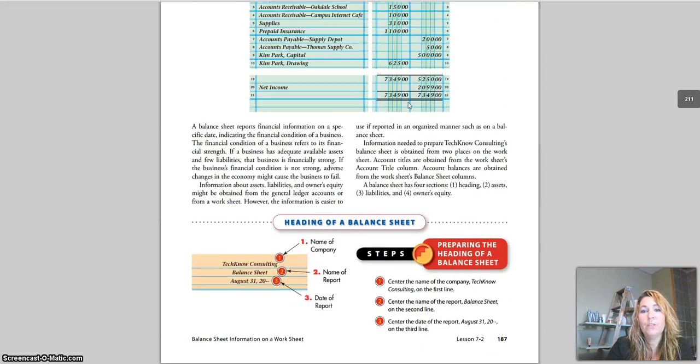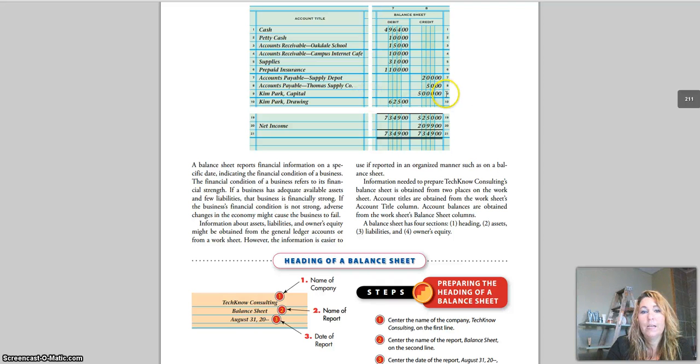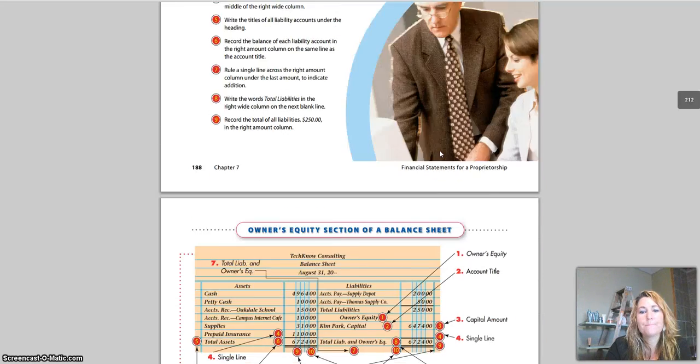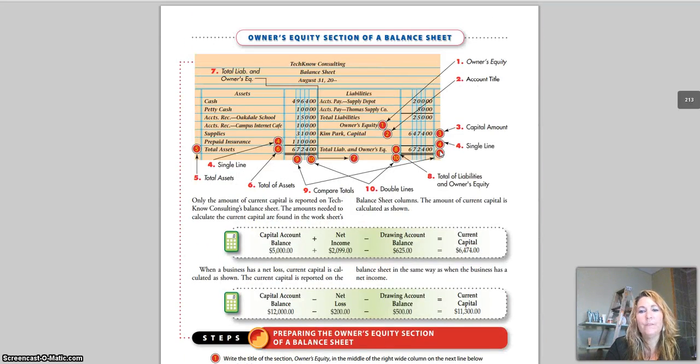Now, if you'll notice, this says $6,474. If I go back to my trial balance, the capital was $5,000. So how did we get from $5,000 to the $6,000? Well, here's what we're going to do. For your capital, to find out what you're going to list on your balance sheet, you're not just taking the amount of capital from your trial balance. You're going to figure the amount of new capital.